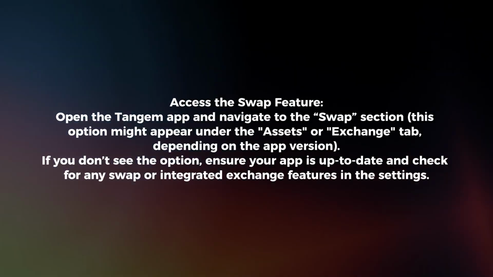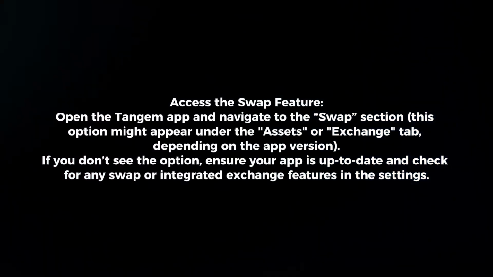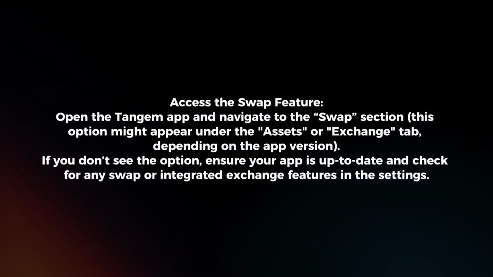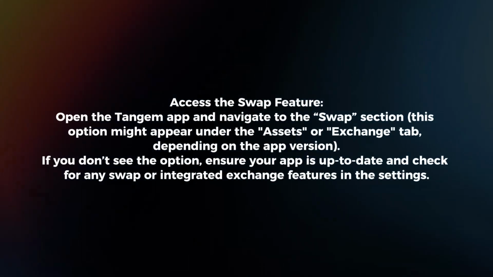Access the Swap feature. Open the Tangem app and navigate to the Swap section. If you don't see this option, ensure your app is up to date and check for any swap or integrated exchange features in the settings.